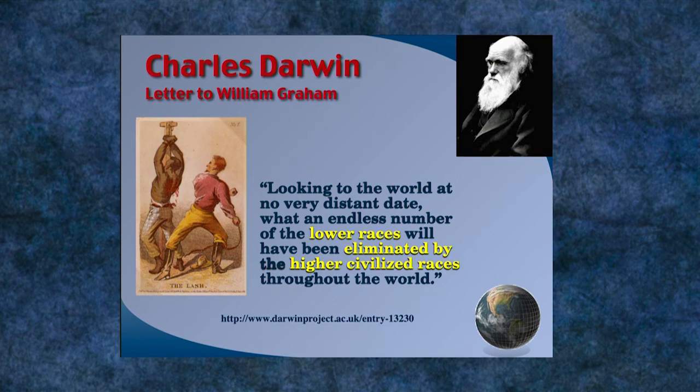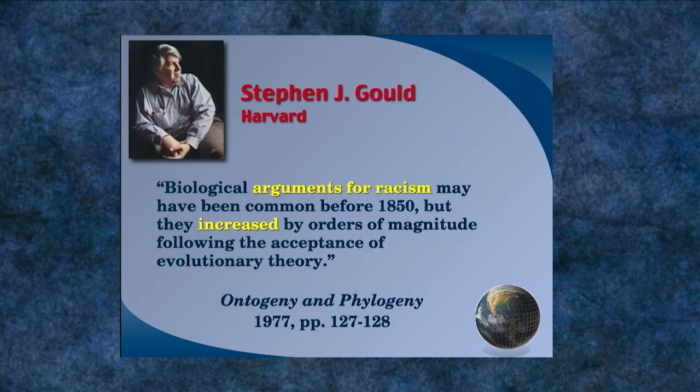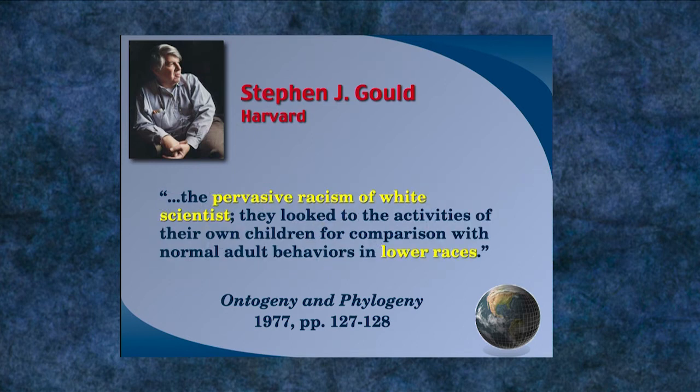Now, that would get him crucified in today's society. I'm not sure that's an appropriate view. I believe it is. This is disgusting. Stephen Gould acknowledged the effect of Darwin's thinking. He says arguments for racism may have been common before 1840, but they increased by orders of magnitude following the acceptance of evolutionary theory. Pervasive racism of white scientists looked at their own children for comparison with normal behaviors in lower races. This is what happened as a result of Darwinism.